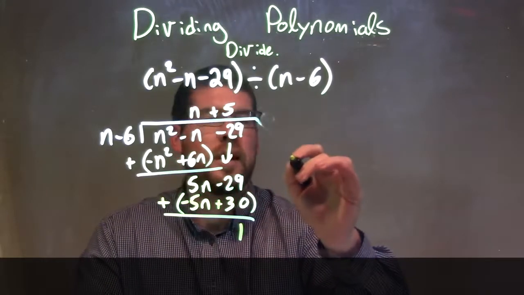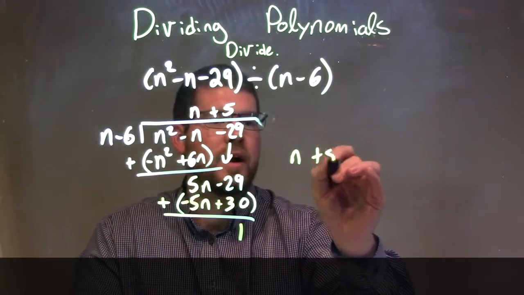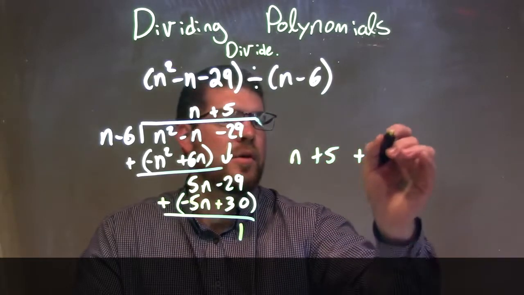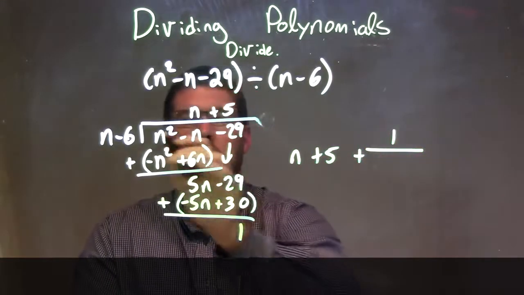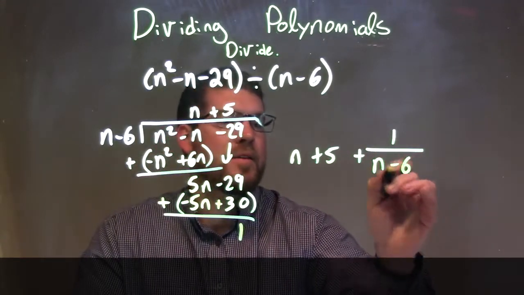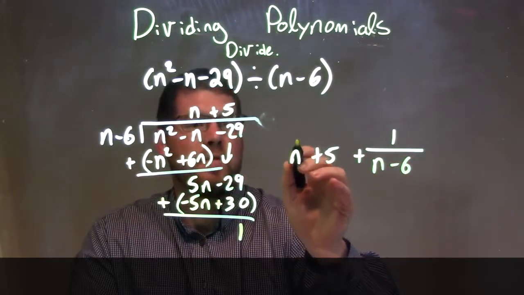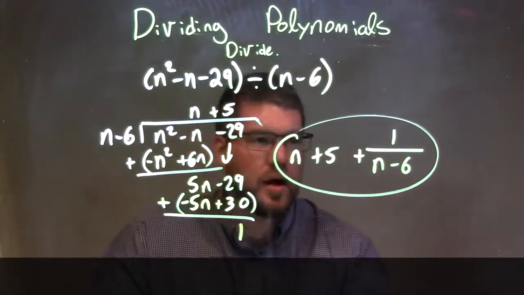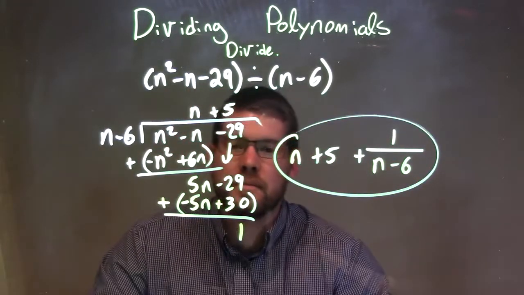So when we write our final answer, we have n plus 5 plus our remainder over what we're dividing by here, n minus 6. And there we have it. We have our final answer of n plus 5 plus 1 over n minus 6.